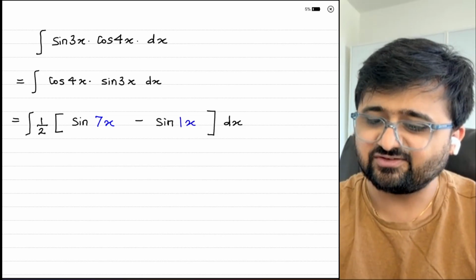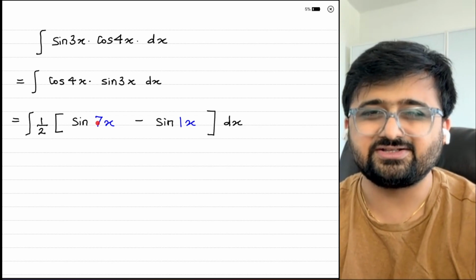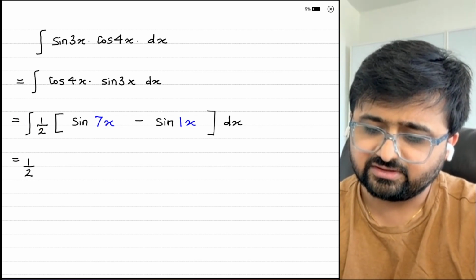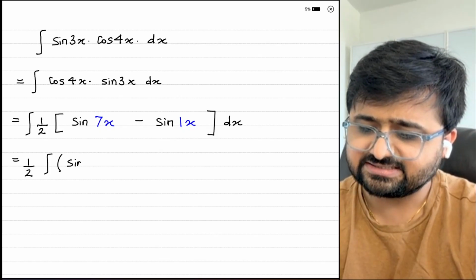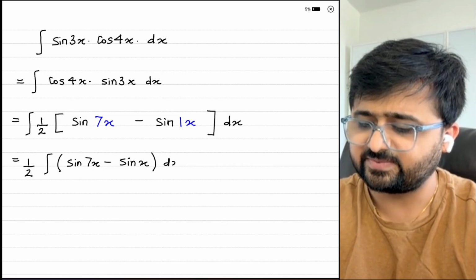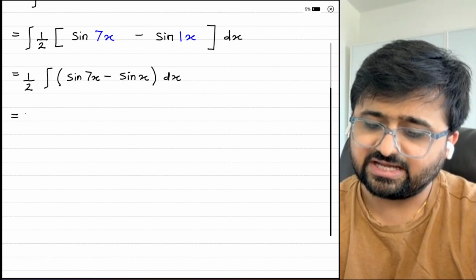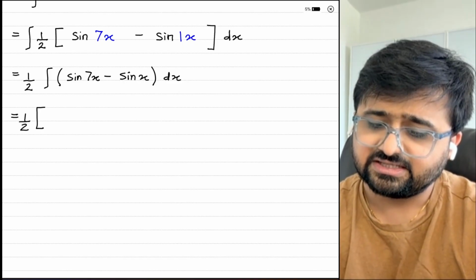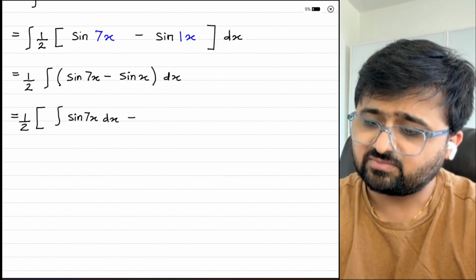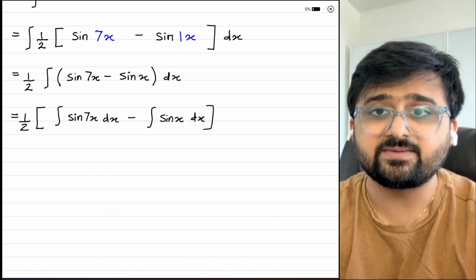So basically what I was able to do is convert that product, which was difficult to integrate, to subtraction at this point. Now, since that half is constant, it can be taken out of the integral. So I can have half integral of sine 7x minus sine 1x, which is sine x, with respect to x. Now you can just give integral to both of those terms. So you will have half, let's put a bracket, integral of sine 7x with respect to x minus integral of sine x with respect to x. I hope that makes sense so far.